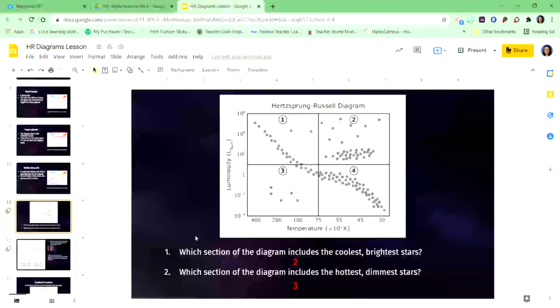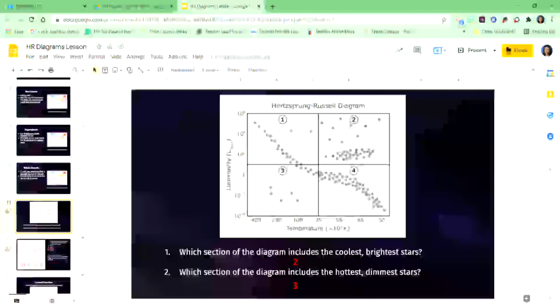All right, so which section of the diagram includes the coolest, brightest stars? So that would be 2. They're coolest because they're on this side, but they're also the brightest because they're on the top. What section of the diagram includes the hottest, dimmest stars? That would be 3. That would be where your white dwarfs are. They're really hot, but they're not that bright. So they're really hot, so they're on this side. And they're not bright, so they're on the bottom.